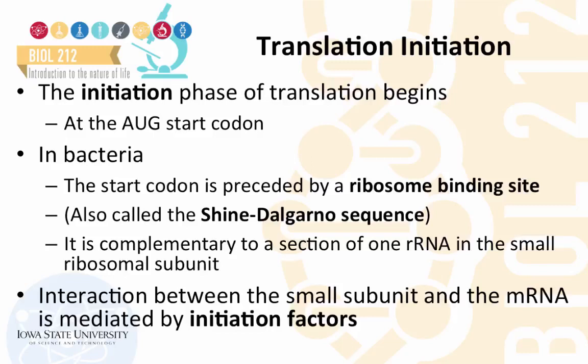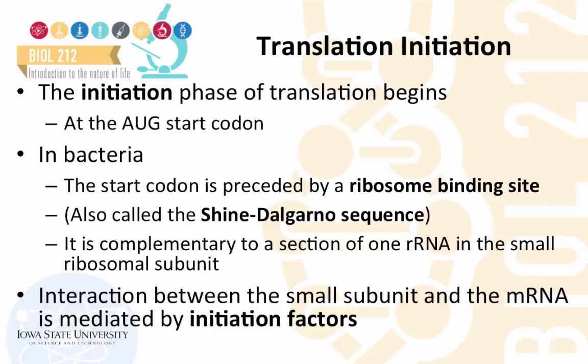In bacteria, the start codon is preceded by a ribosome binding site. This is a sequence that the ribosome first attaches to and then starts translating from the start codon. This sequence is called the Shine-Dalgarno sequence, named after the scientist that discovered it. It is complementary to a section of one rRNA in the small ribosomal subunit. Interaction between the small subunit and the mRNA is mediated by initiation factors that aid in the recognition and binding to mRNA.